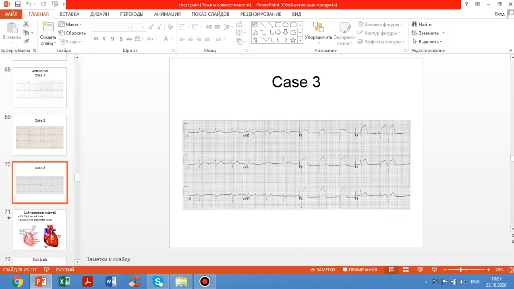On this slide, you can see an elevation in V1, V2, V3, V4, V5, and V6 leads in extensive myocardial infarction. It is the anterior wall and left wall of the myocardium.